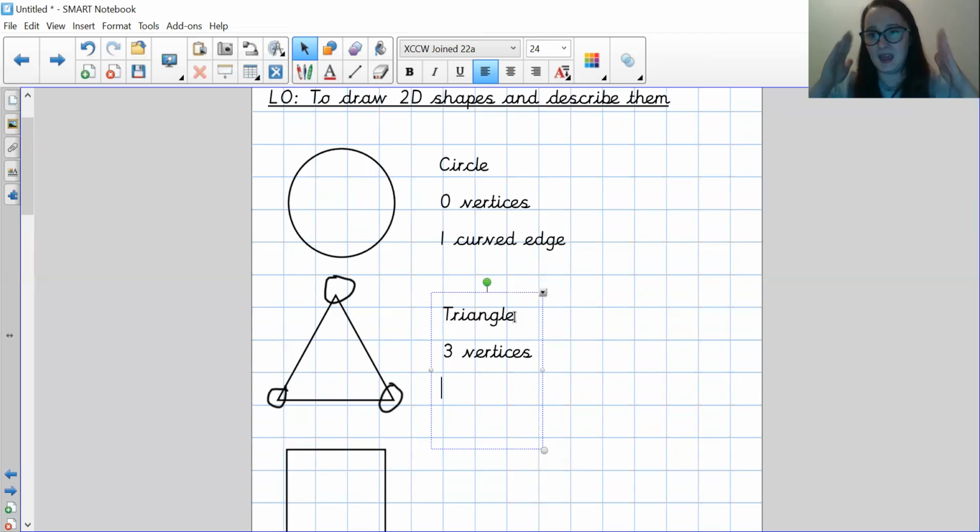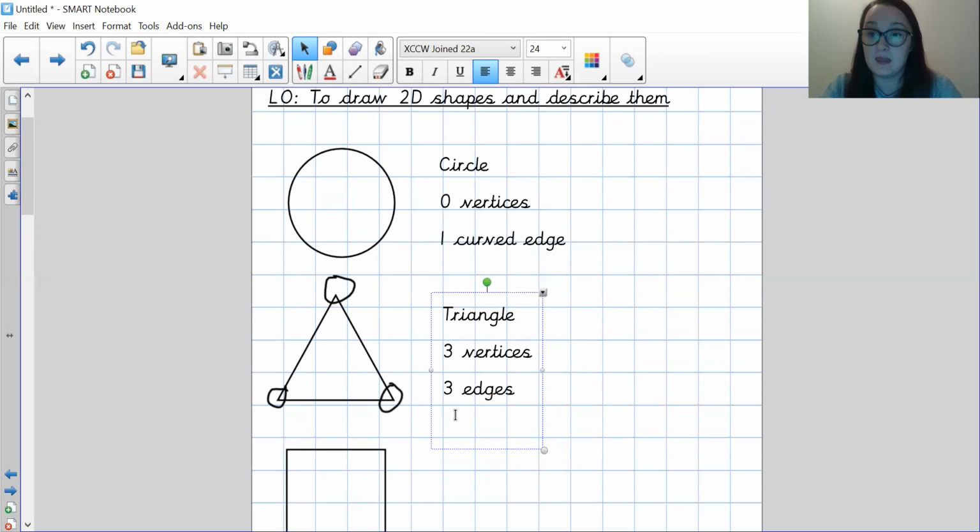Now, how many edges does it have? How many sides? Now, on this shape, it's a straight side, isn't it? So how many do you think it might have here? 3? Well, it's got 1, 2, 3. 3 edges. Now, this is where it gets a little bit tricky.